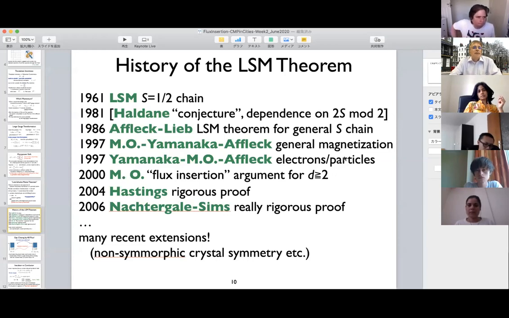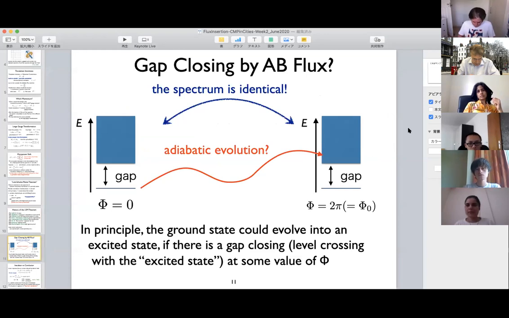Okay, there is another question. During adiabatic flux insertion, when the ground state goes to an excited state, then one of the excited states must come down to the ground state. Yeah, right, exactly. If this kind of evolution happens, that means that some other state must come down from the excitation continuum and become the ground state, and there is a crossing somewhere, because the number of states must be conserved. But you know, in principle, that can happen.